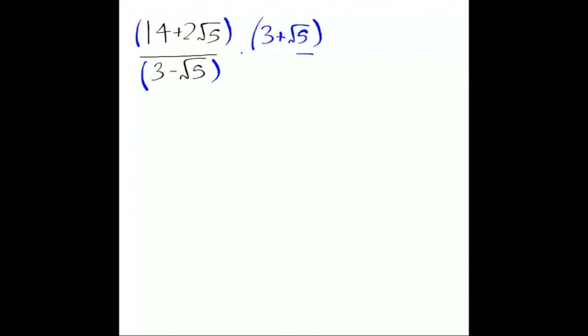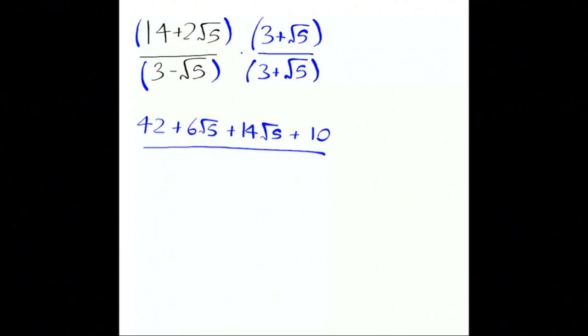Here we're just going to times it by the complement, so we're going to times it by 3 plus root 5. Ends up with 42 plus 6 root 5 plus 14 root 5 plus 2 times root 5 times root 5, which is 10. The bottom just turns into that 9 take away 5.